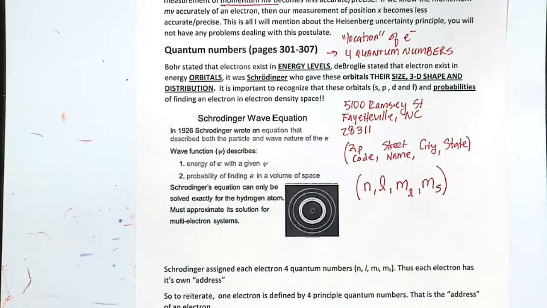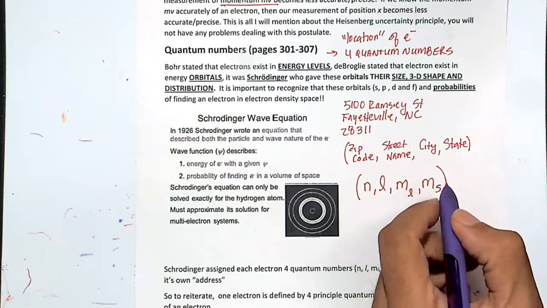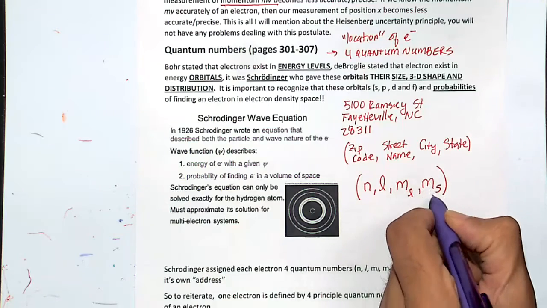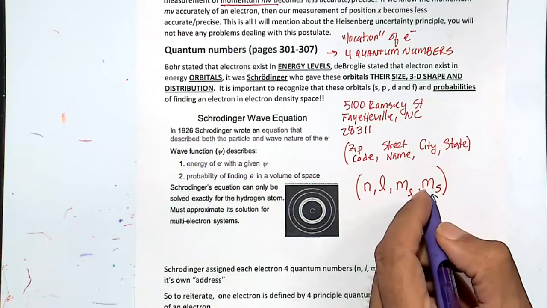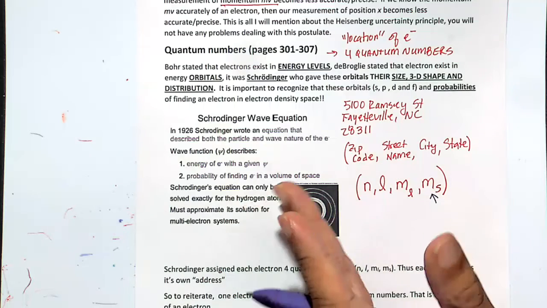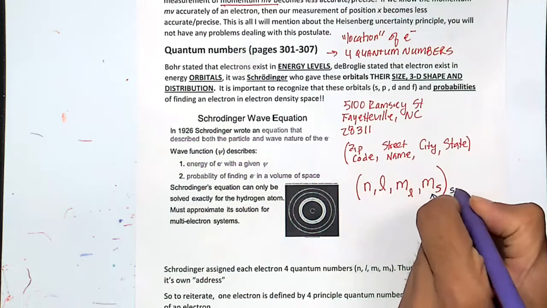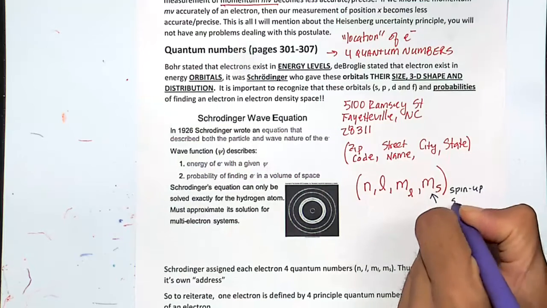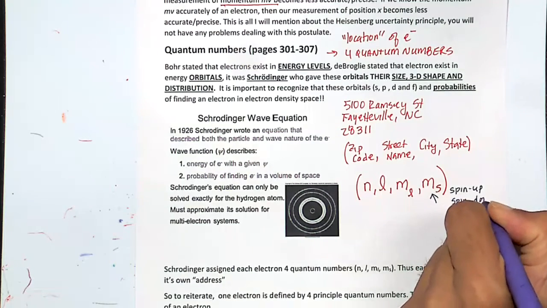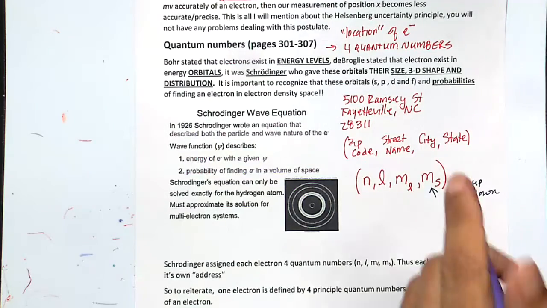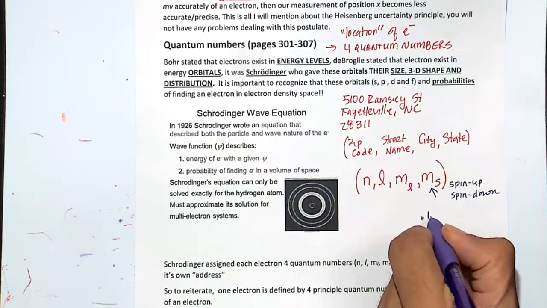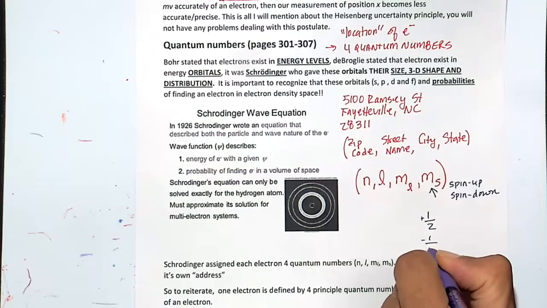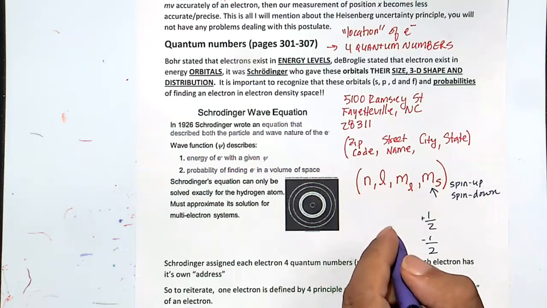This is a little bit complicated, but let me try to simplify it as best I can. The fourth quantum number, let's do the easiest thing first, is called the spin quantum number. It's either spin up or spin down, so we can take either plus 1/2 or minus 1/2. That's it.